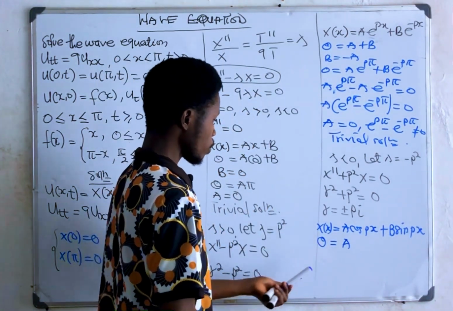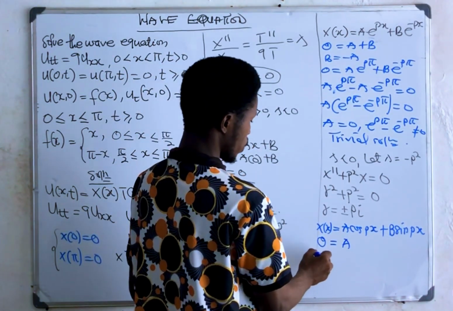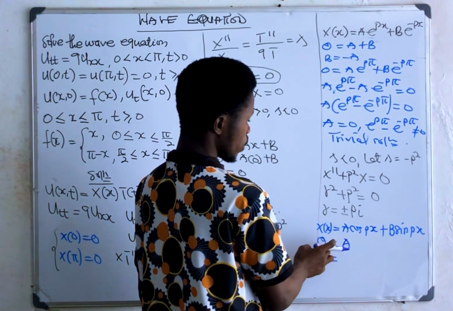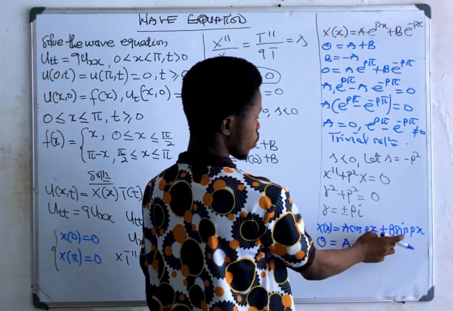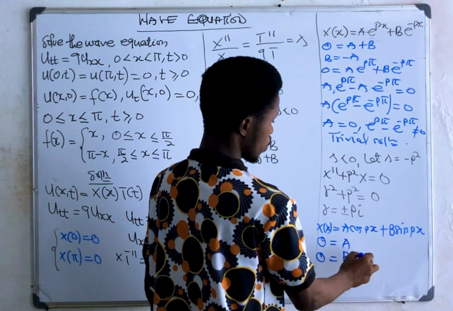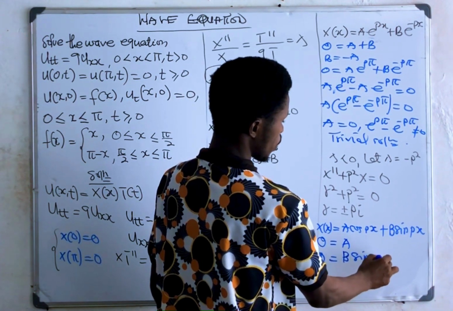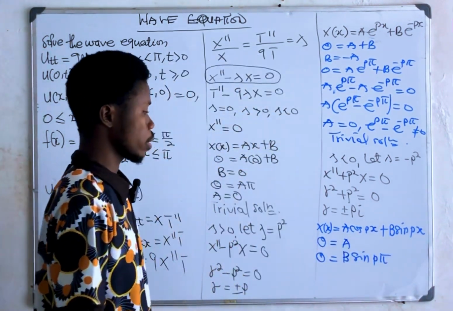Now, what of the pi? So we are going to have 0 equals, already a is 0, so if I put 0 here, everything here goes to 0, leaving b sine p pi. Okay.